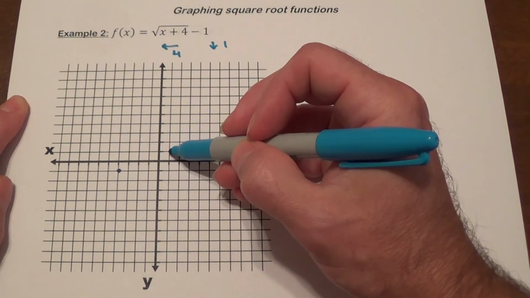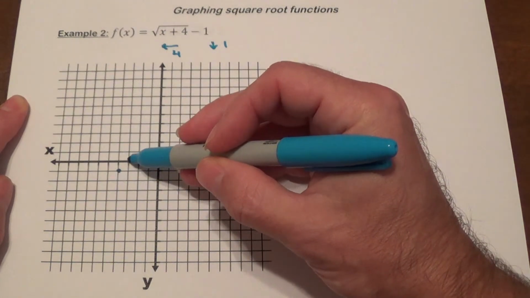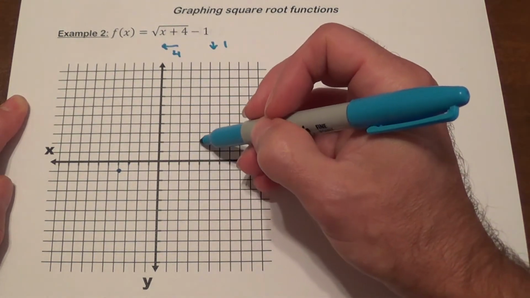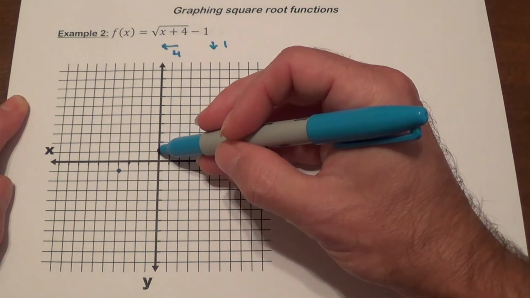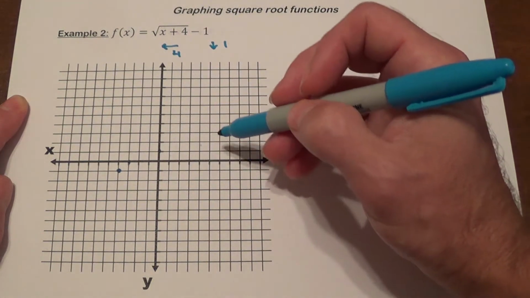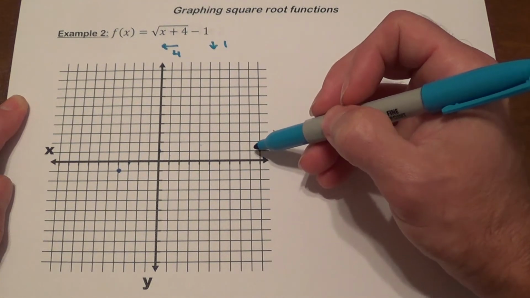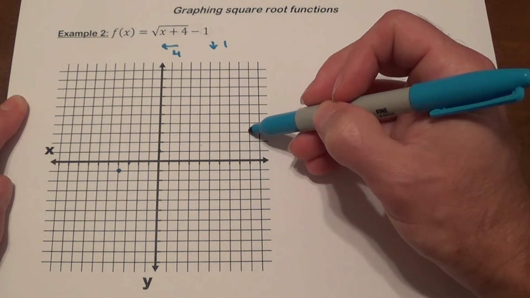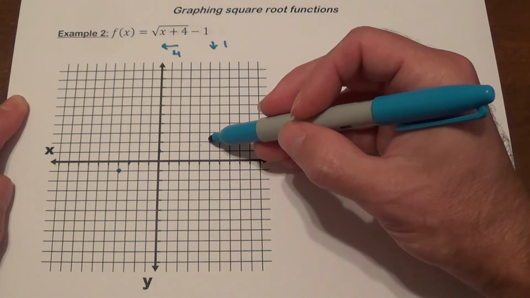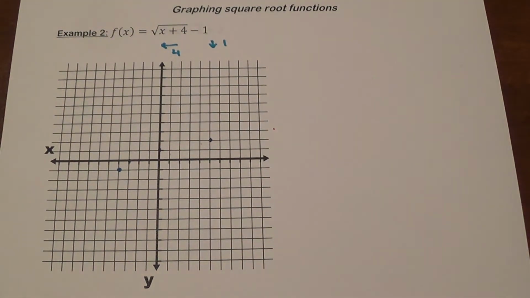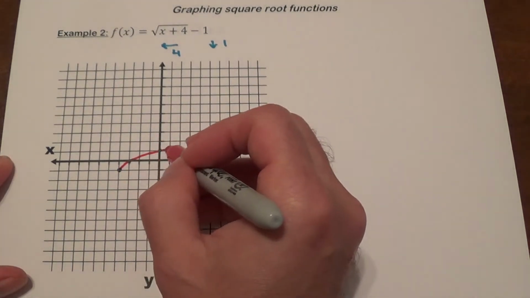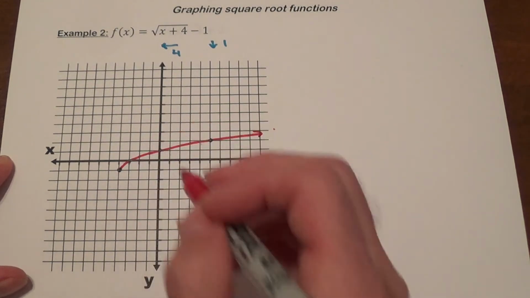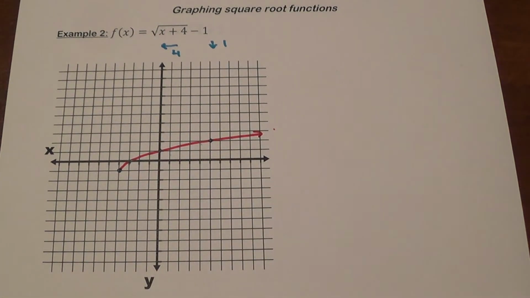We're going to take point 1, 1. 1, 2, 3, 4 to the left, 1 down. We're going to take point 4, 2. We're going to make it 1, 2, 3, 4 to the left, 1 down. We're going to take point 9, 3: 1, 2, 3, 4 to the left, 1 down. And now when we graph this, we are going to get a graph like this. So what's going to happen here?